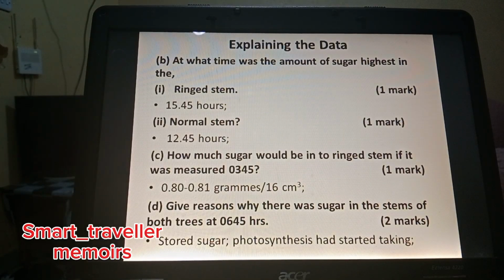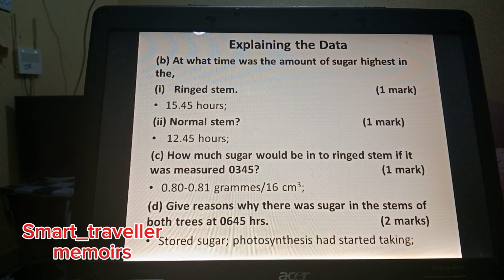At what time was the amount of sugar highest in the stem? For the ringed stem, if you look at the graph, it will be 1545 hours. For the normal stem, it will be 1245 hours. How much sugar would be in the ringed stem if it was measured at 0345? It would be between 0.80 to 0.81 grams per 16 cubic centimeters.